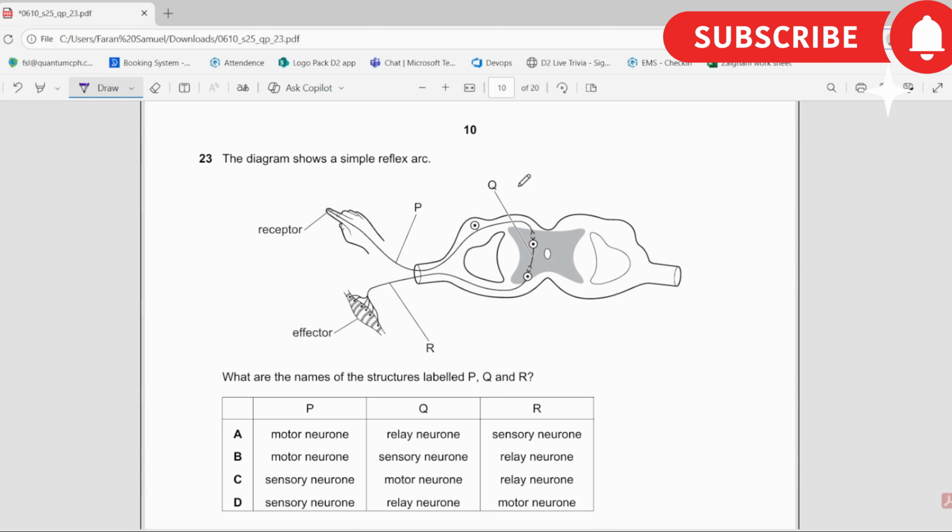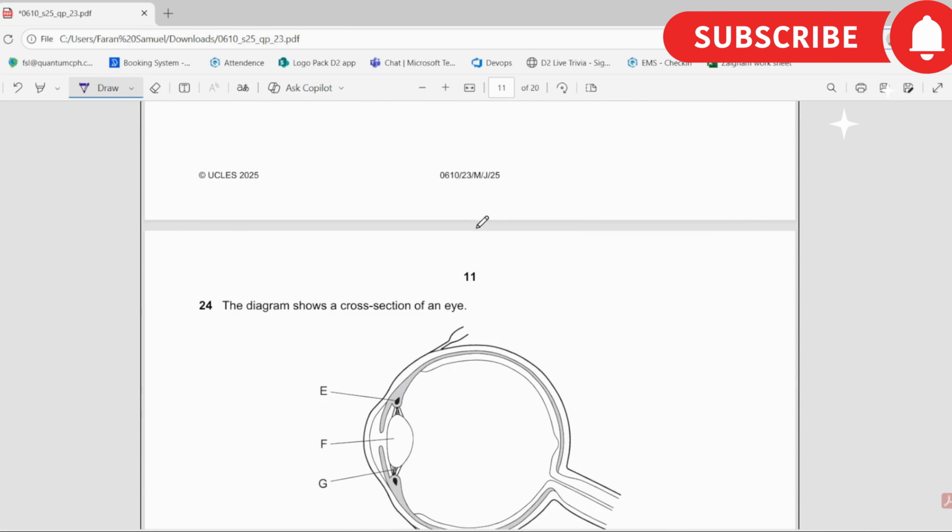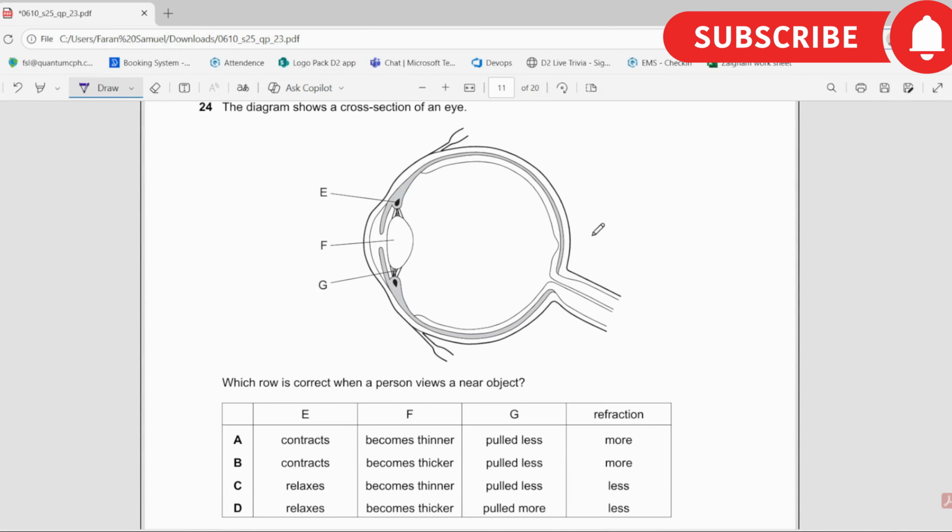This is a reflex arc basically. The receptor receives the stimuli and then they travel through different parts and come back as a response to effectors. What are P, Q, and R? Sensory. What is present in the spinal cord? Relay. It's a motor neuron. Correct.